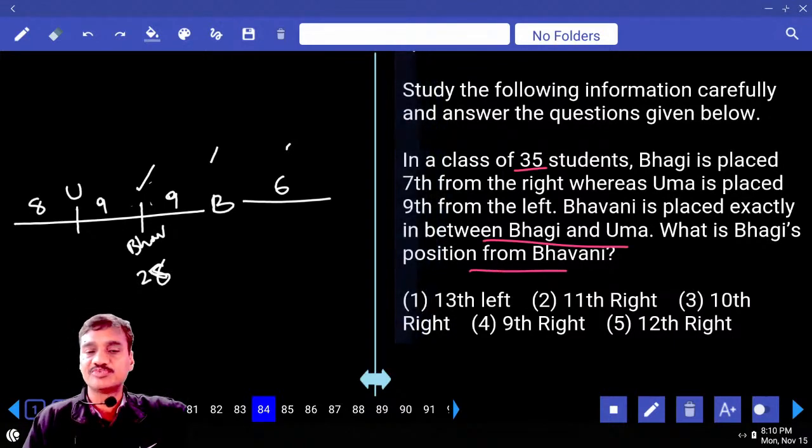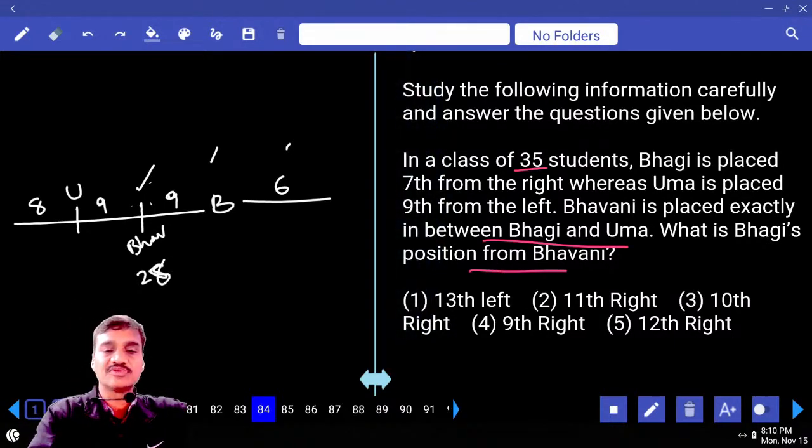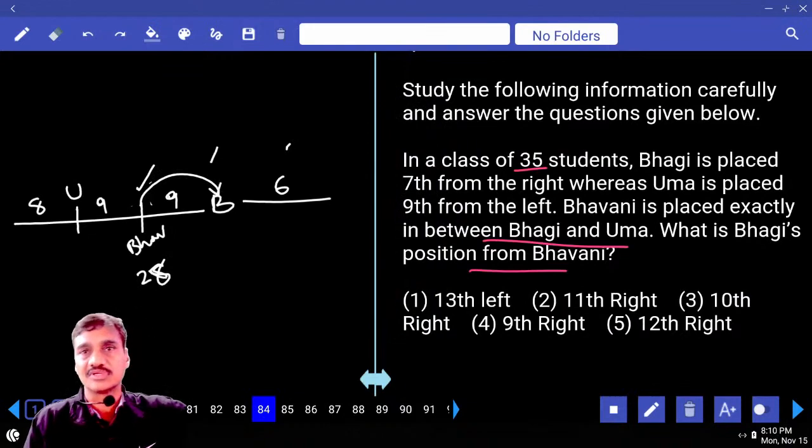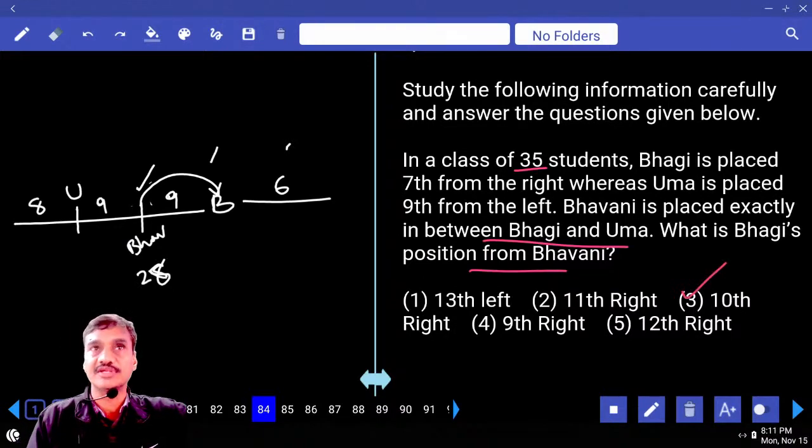And what is Bagi's position from Bhavani? Bagi's position from Bhavani, what is the position here? 10th position. 9 in between, and that person is the 10th one. Hence 10th, that is given in choice 3, question number 84. 84 it is choice 3.